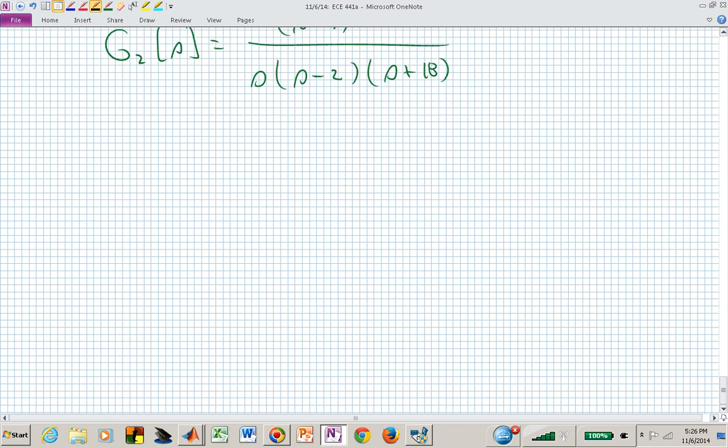let me just do it, again, in a linear fashion. Rule 1, we have 1, 0. That 0 is at S equal minus 1. We have 3 poles. We have a pole at the origin. We have a pole in the right half plane. This is an open loop pole at plus 2, and we have another pole at minus 18.